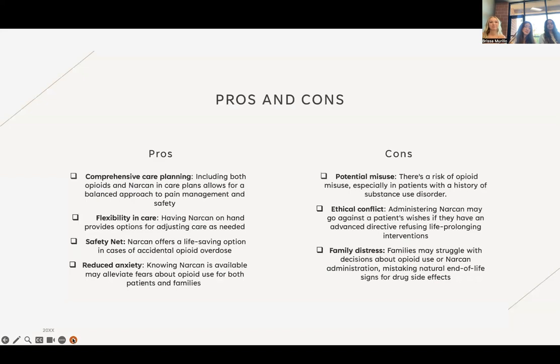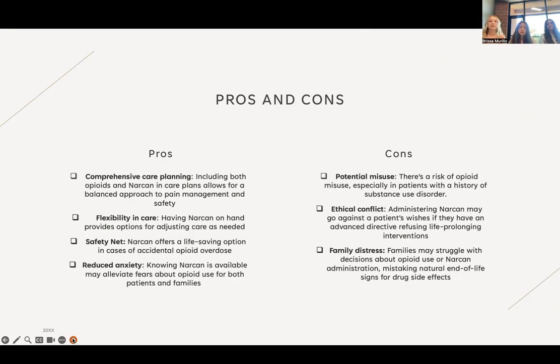And then some pros are comprehensive care planning, including both opioids and Narcan in care plans, which allows for a balanced approach to pain management and safety. Another pro is flexibility in care. Narcan is life-saving, so having Narcan on hand provides options for adjusting care as needed.